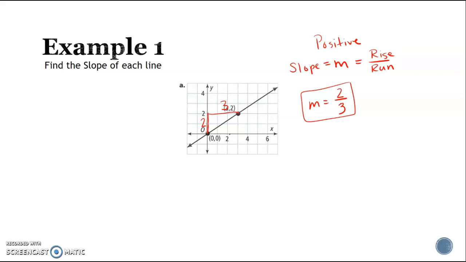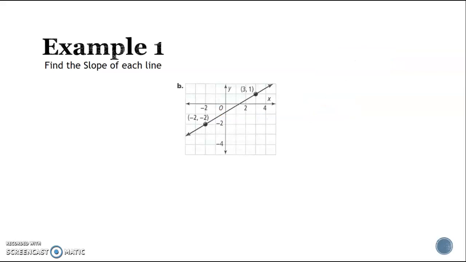So we're going to move on to example B. Your 3 are all in the same box, but I moved them out so that they were each their own slide here. So again, I start at the leftmost. I look at my line. I know it's going to be positive. I'm reminding myself that slope is rise over run.